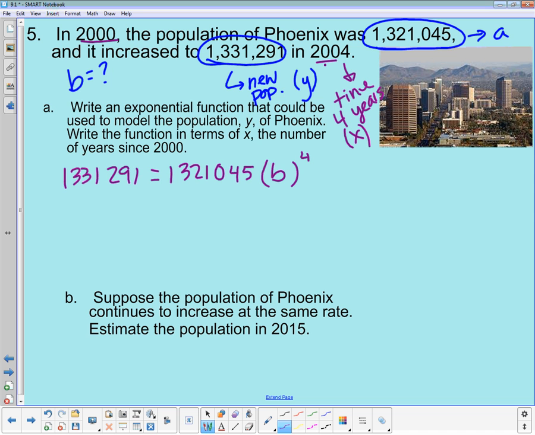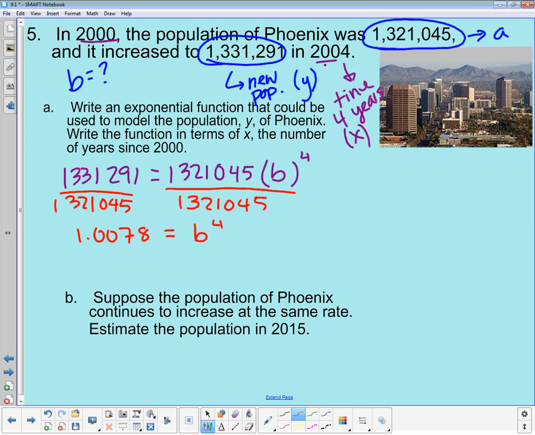I need to first divide by that coefficient. It's a big coefficient, but it's still a coefficient. 1,321,045, 1,321,045. When I divide those two on the left, I end up with about 1.0078 is equal to B to the 4th power. Now think back to chapter 7 when we were figuring out how to get rid of that power of 4. I need to take the 4th root here. The 4th root. So I'm going to take the 4th root of 1.0078.